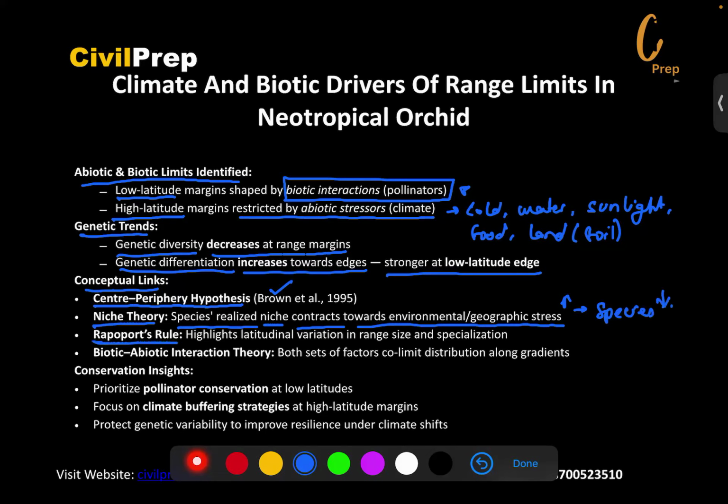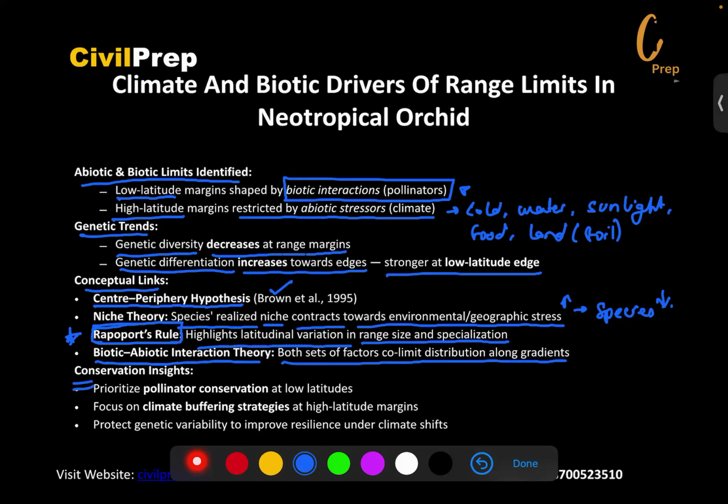Then Rapoport's rule, which highlights the latitudinal variation in range size and specialization. This is a very important rule. You should note this rule and mark it every time you are writing an answer on biogeography. Then the biotic-abiotic interaction theory: both sets of factors co-limit distribution along the gradients here.